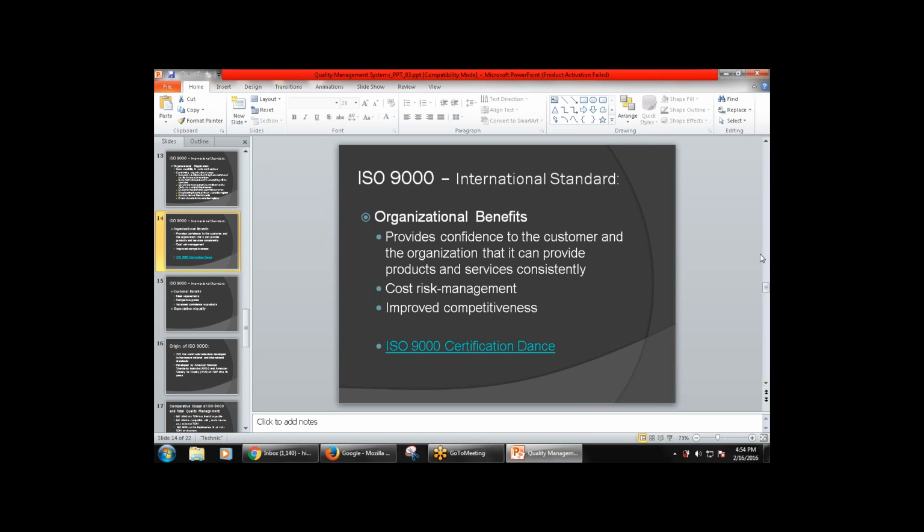By using ISO 9000, there will be organizational benefit that provides confidence to the customer, so that the organization can provide the product and service consistently. That means they are providing goods and services on a constant basis, consistently, and with good quality. That is also a benefit of the ISO 9000 standard. And there is cost risk management, which is also a part of quality assurance. Then there is improved competitiveness.